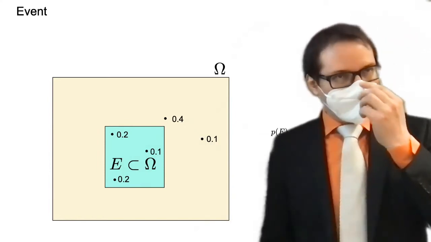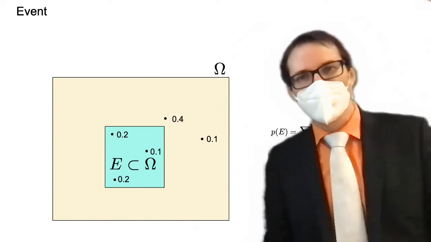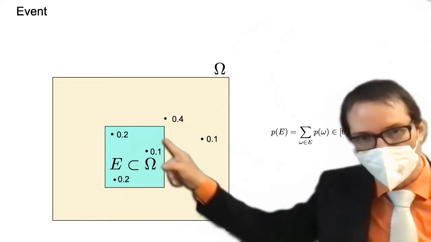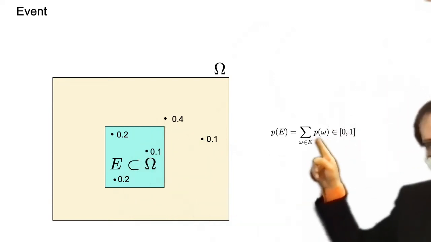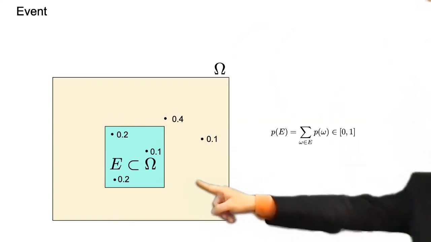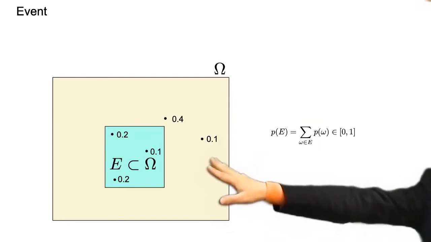And once you have an event, you can define the probability of an event, and it's very intuitive. You just add the weights. You just take all the weights that are in there. So 2 + 2 + 1 gives you 5, right? So you add them, and this means that the probability of E in that case is 0.5, right? This is really just a recap. So I'm assuming you already knew that, right?